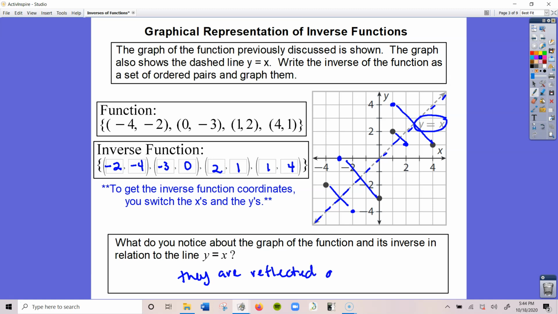And they are reflected along the line y is equal to x. So these are just a couple of things to keep in mind when we're working with inverses. Your x and y switch places, and graphically it would be a reflection along the line y is equal to x.